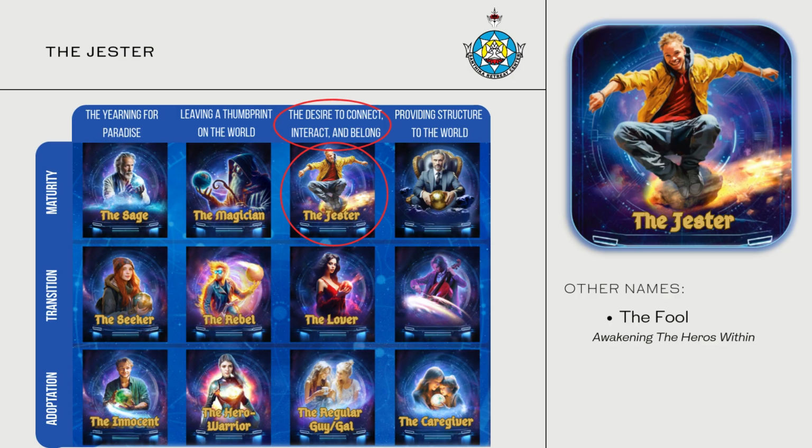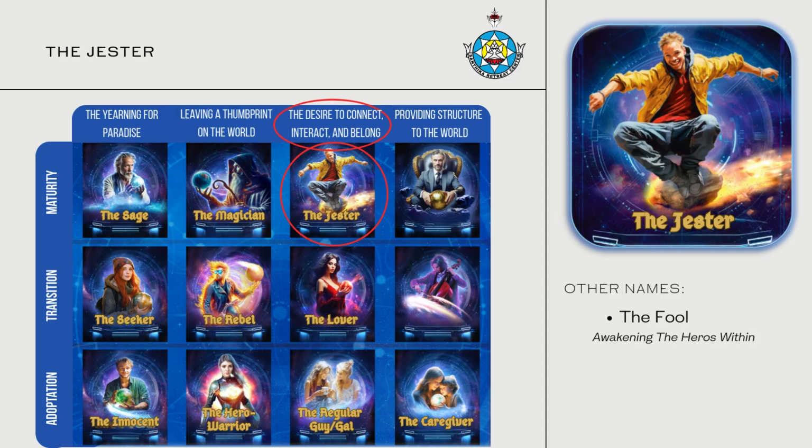The jester still connects with the world, but on their own terms. They don't depend on reciprocity. They value freedom, humor, and irony. Their wisdom is simple yet profound. I don't need your approval to be myself.